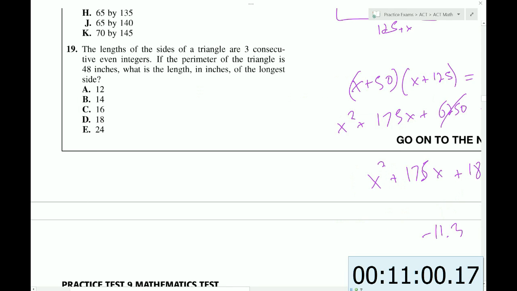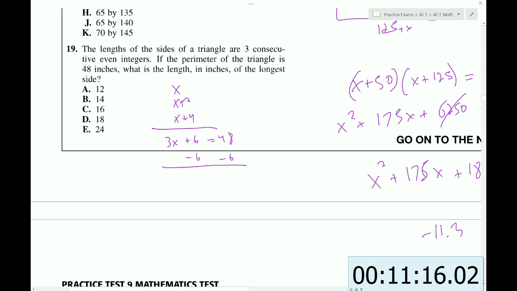The lengths of the sides of a triangle are 3 consecutive even integers. So x, x plus 2, x plus 4. If the perimeter of the triangle is 48, that means these add up to 48. Okay. What's the longest side? So we can subtract 6. 3x is 42. Divide by 3. We get x equals, I believe, 14. 30, 42, yeah. So x is 14 is the smallest side. The longest side would be this one, right, which would be 14 and 4 is 18.